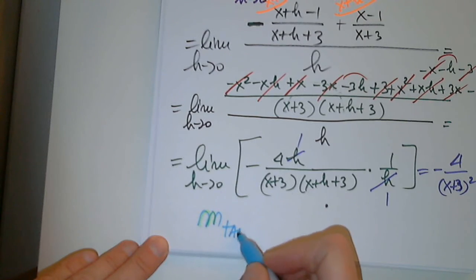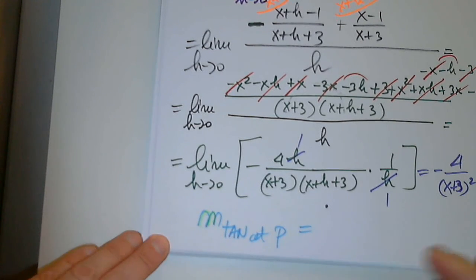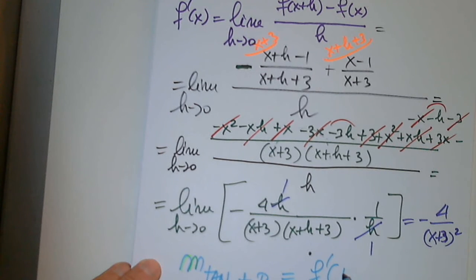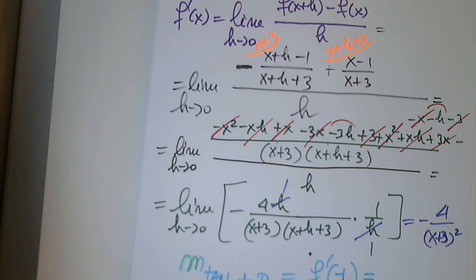The slope of the tangent line at p must be f prime of negative 1. Very good. F prime of negative 1 must be the slope at p. So can anyone tell us how much is f prime of negative 1? This is f prime of x. How much is f prime of negative 1? Careful, one more time.